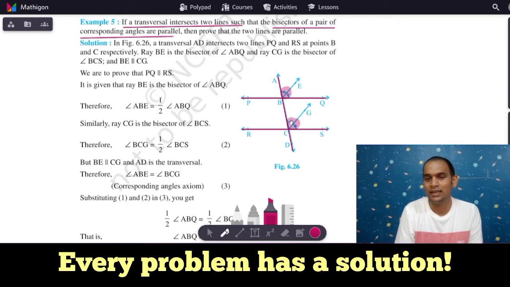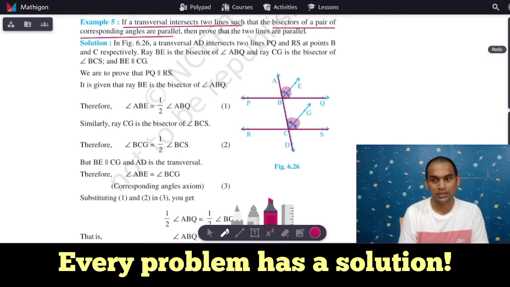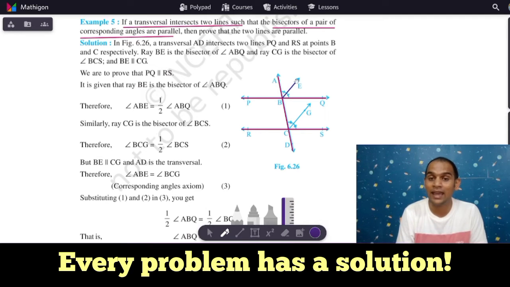So I'll mark this pair of corresponding angles. Now, since PQ is not known to be parallel to RS, we cannot say that these two angles are equal. Okay, so let's begin. What does the problem say next? It says that these corresponding angles have angle bisectors. What is an angle bisector? It divides the angle into two equal halves.